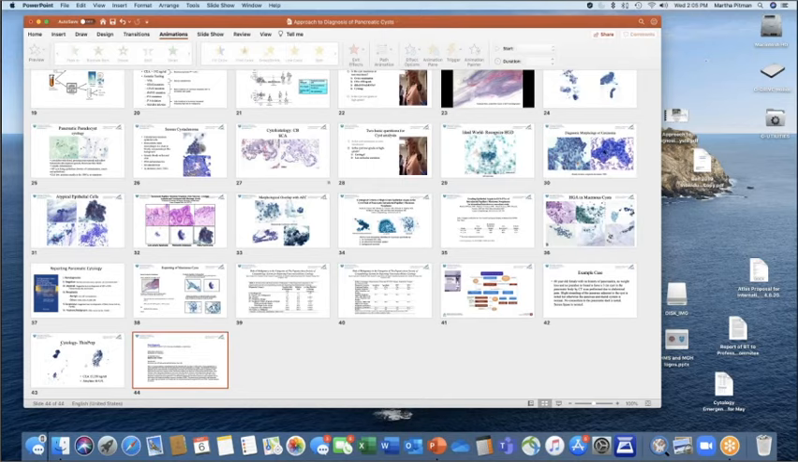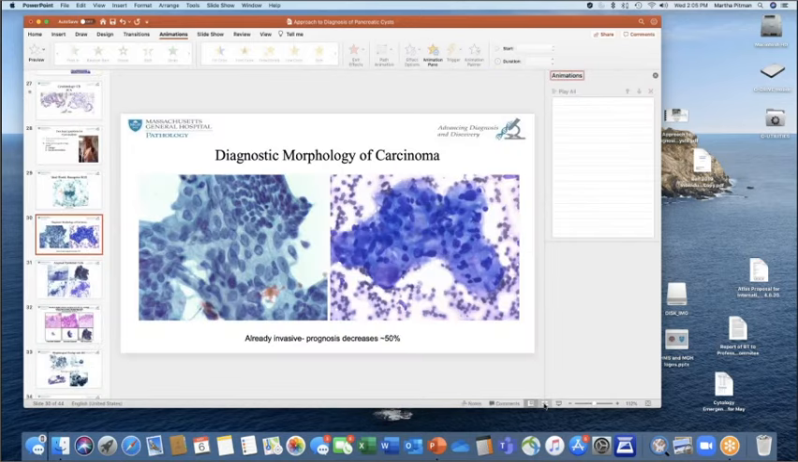Can you still see my screen? Yes, we could see the, yes, there we go.